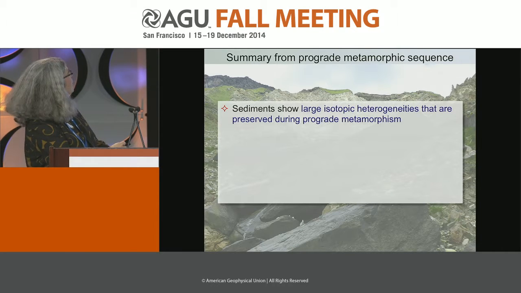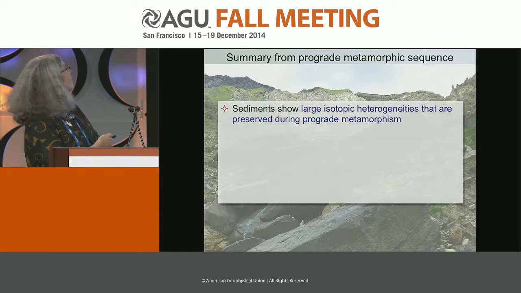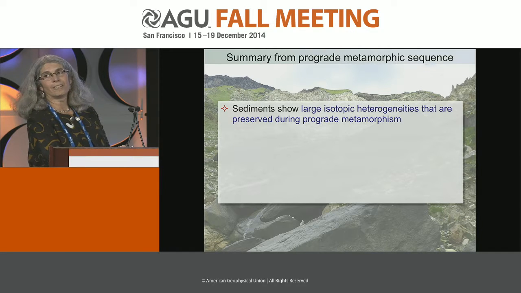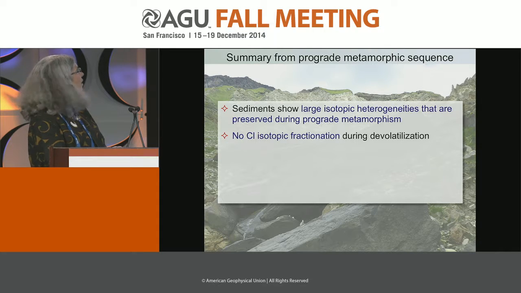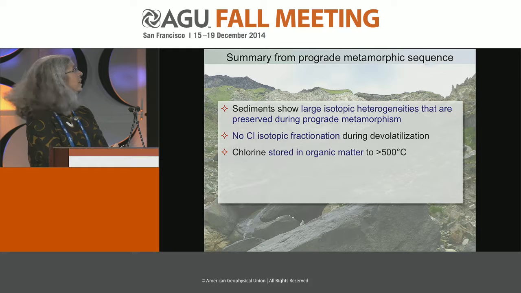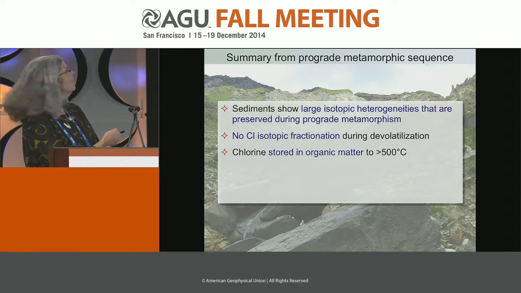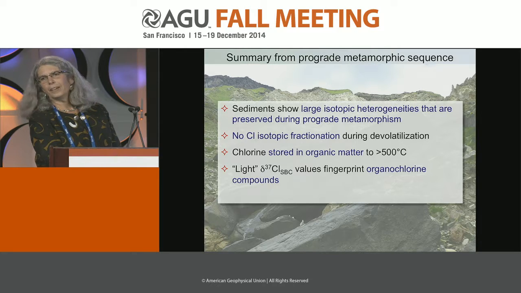All right, so let's sum up this prograde sequence and what we've learned, and then we can go on and look at different parts of the subduction setting. So first of all, the sediments show a surprisingly large degree of isotopic heterogeneity, and that heterogeneity is preserved during prograde metamorphism. There is indeed no chlorine isotopic fractionation that occurs during devolatilization, even at the lowest metamorphic grades. Surprisingly, in the marine rocks, chlorine turns out to be stored in organic matter, and it's stable there to over 500 degrees centigrade.